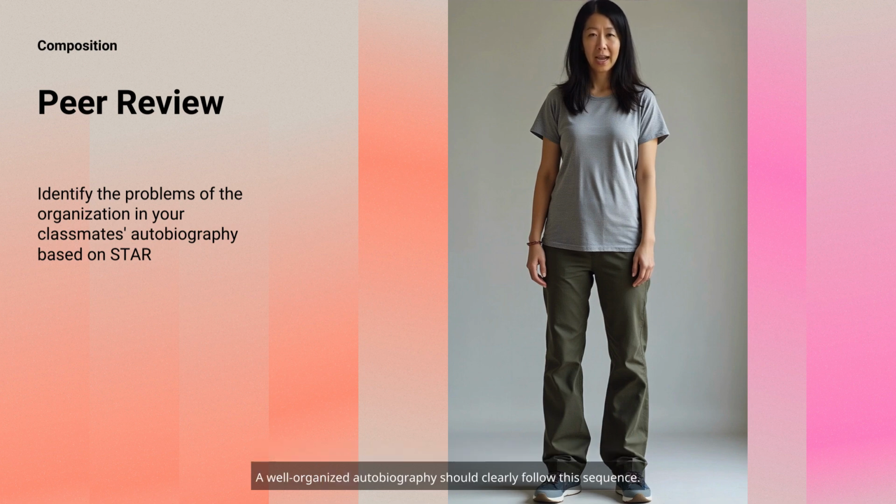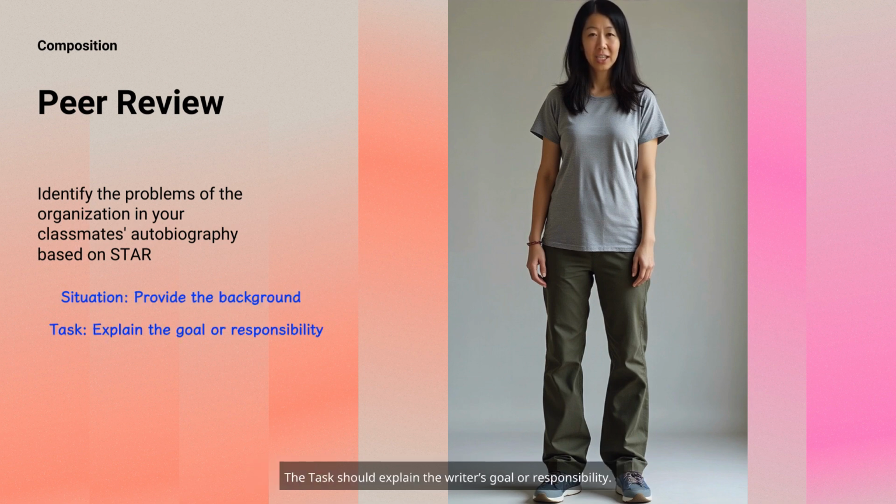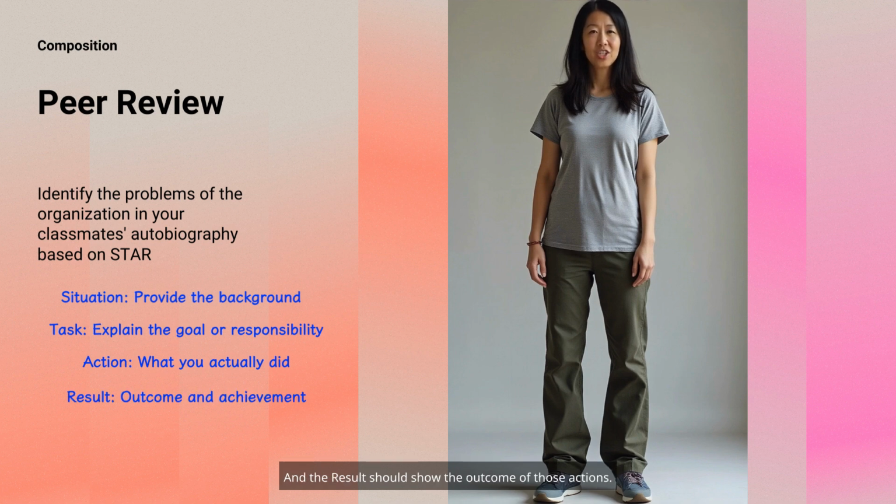A well-organized autobiography should clearly follow this sequence. The situation should provide the background. The task should explain the writer's goal or responsibility. The action should describe what they actually did. And the result should show the outcome of those actions.